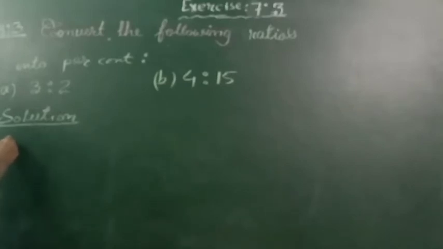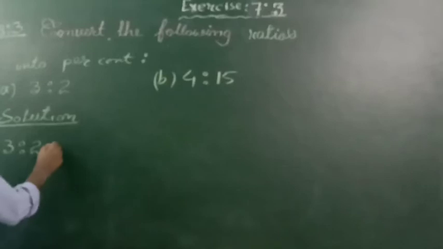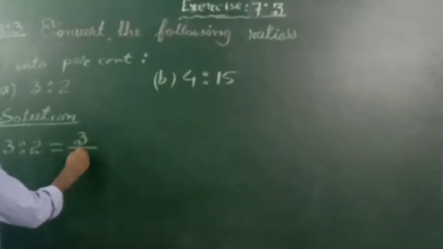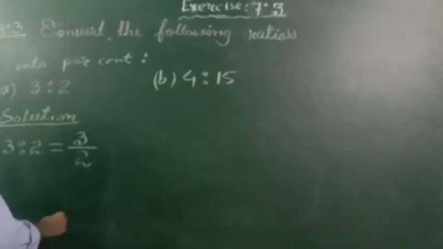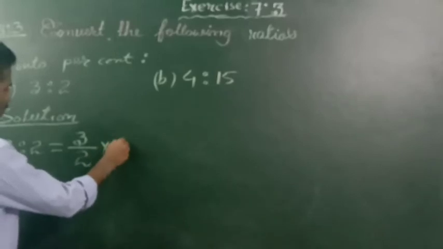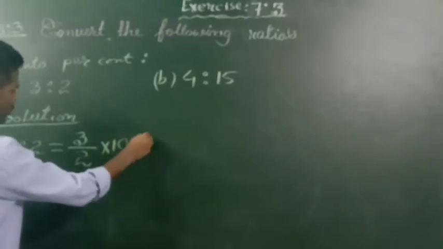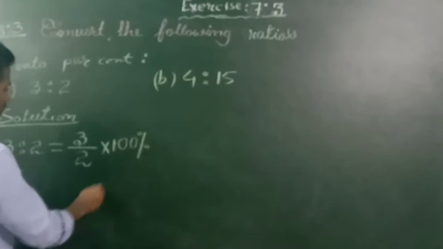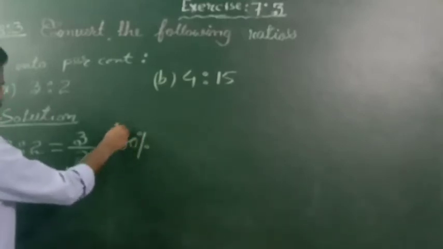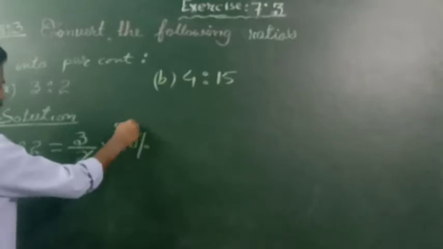Okay, so 3:2. This 3 is antecedent and this 2 is consequent, is it? So if we first convert into fraction, we will get 3/2. Now we'll convert into percent. It's very simple. In order to convert into percent, you have to multiply by 100%.